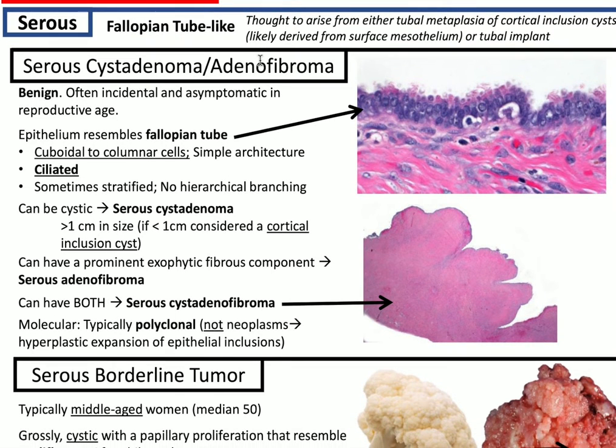Remember, this is like your cortical inclusion cyst, but it's greater than 1 centimeter in size. So you'll have epithelium resembling fallopian tube, as you can see here with your PEG cells. It'll be cuboidal to columnar cells. It'll be ciliated, sometimes stratified, but should have no hierarchical branching.